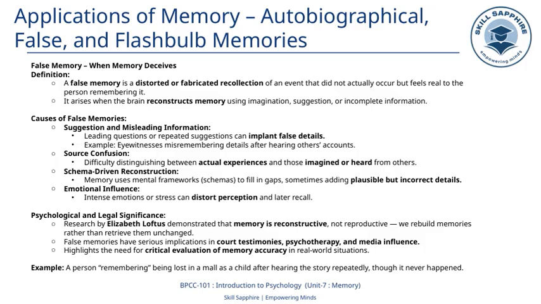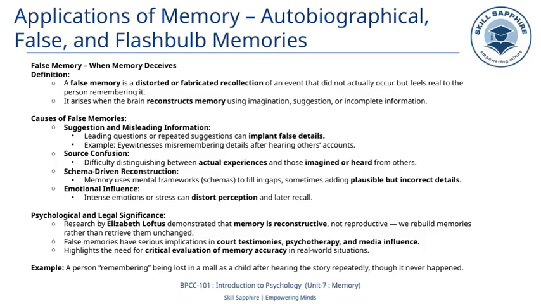Our brain uses mental frameworks, called schemas, to fill in gaps in our memory. Sometimes, these schemas add details that seem plausible but are actually incorrect. Emotional factors also play a role. Intense emotions or stress can distort our perception and influence our later recall of events. Understanding false memories is not just an academic exercise, it's highly significant psychologically and legally.